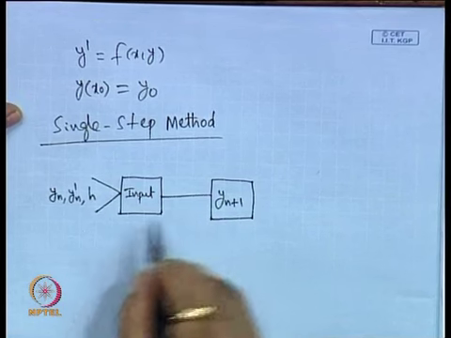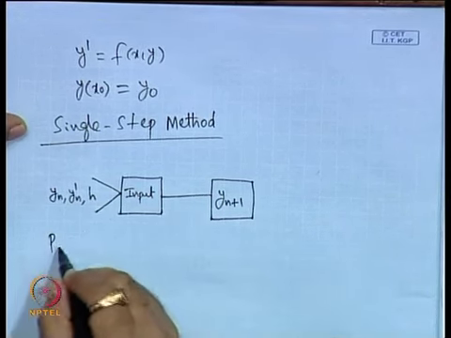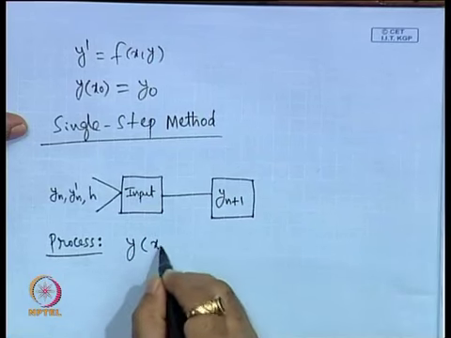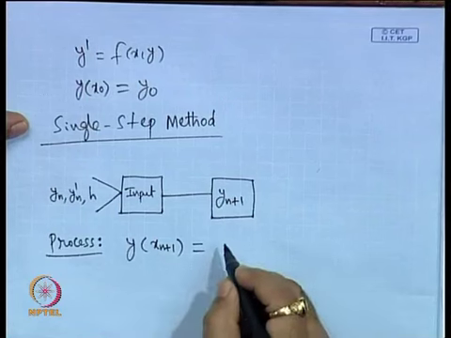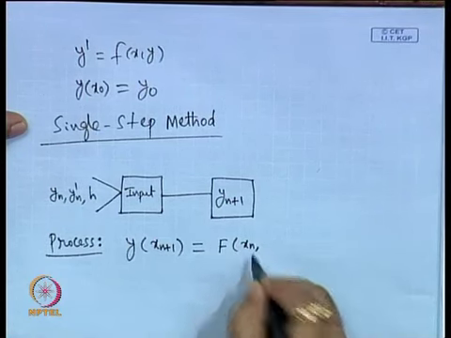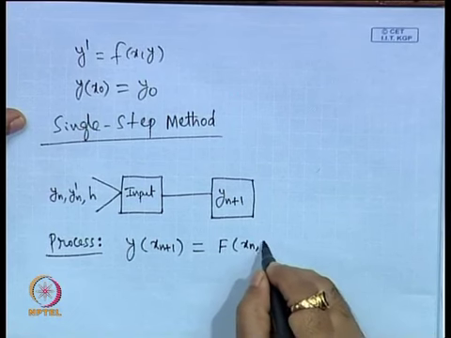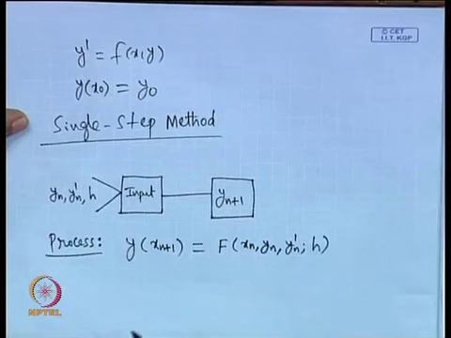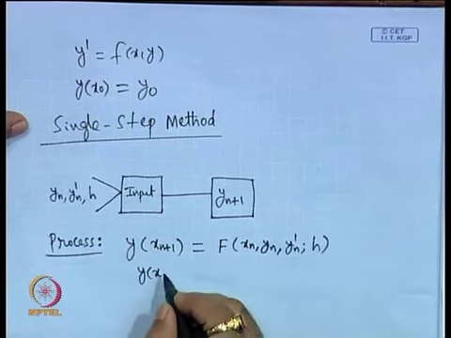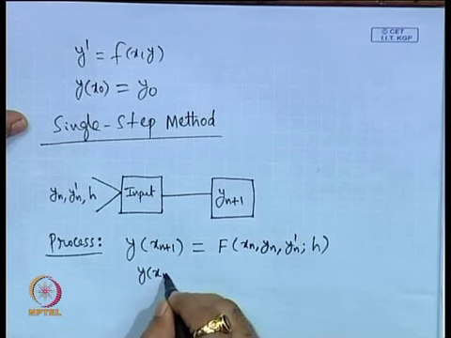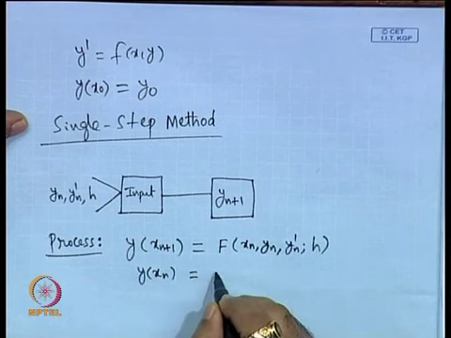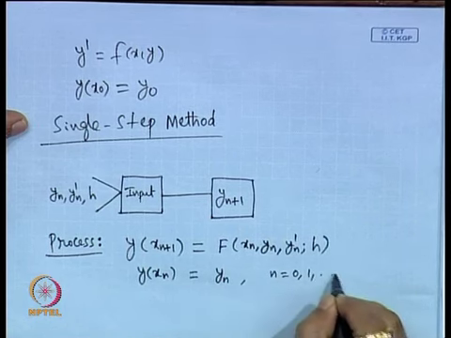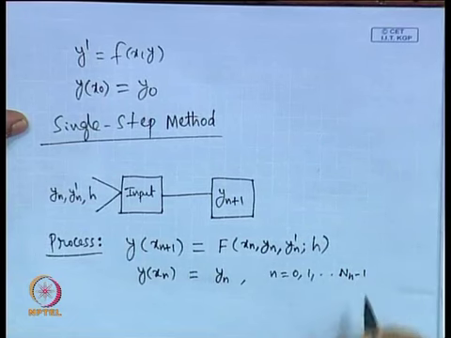Now, why are we calling this a single step method? Let us define the process. Then we will understand: y of x n plus 1 equals f of x n, y n, y n prime, h, and y of x n equals some y n, for n equals 0, 1, up to some N minus 1.